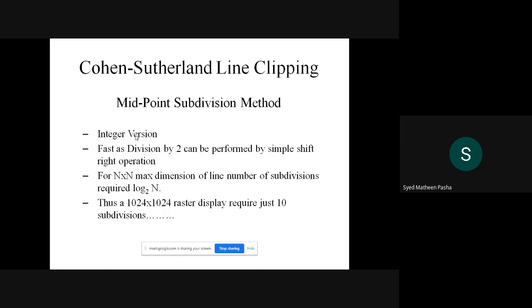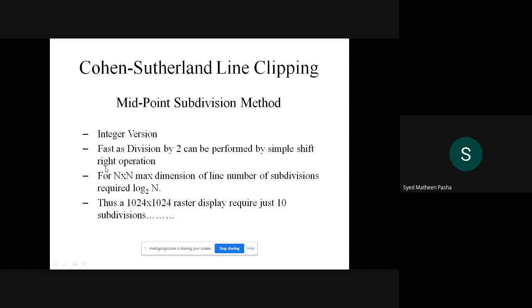So check out here what is the version of this particular method. It is an integer version, which works on integer values. It can be considered fast because it performs division by 2, which can be done by a simple shift right operation. Because division is done this way, this algorithm is simpler as well as fast and efficient.